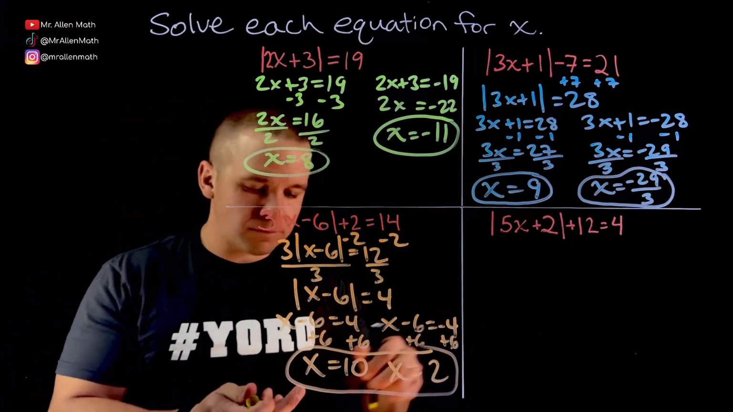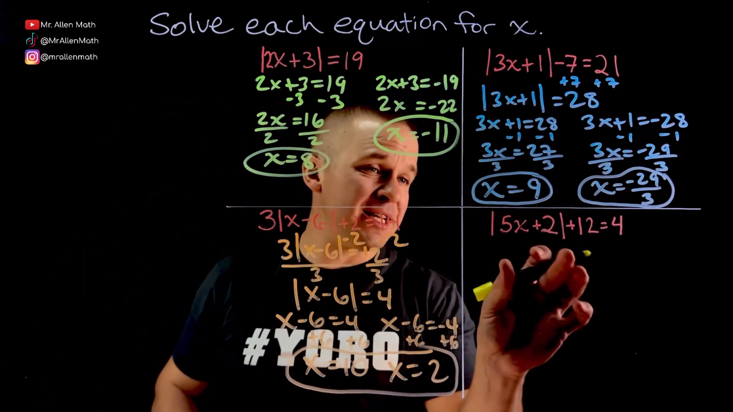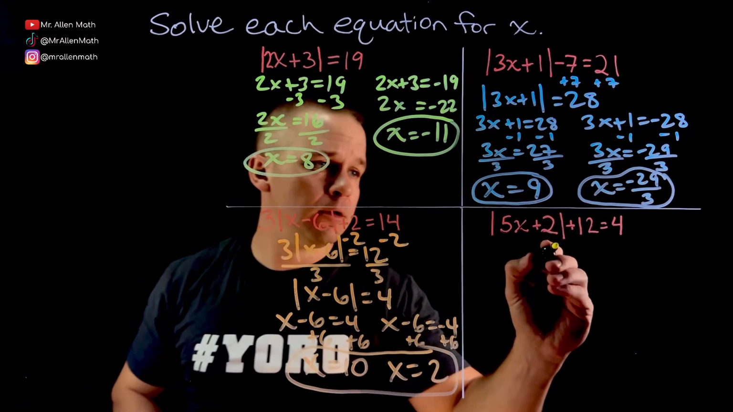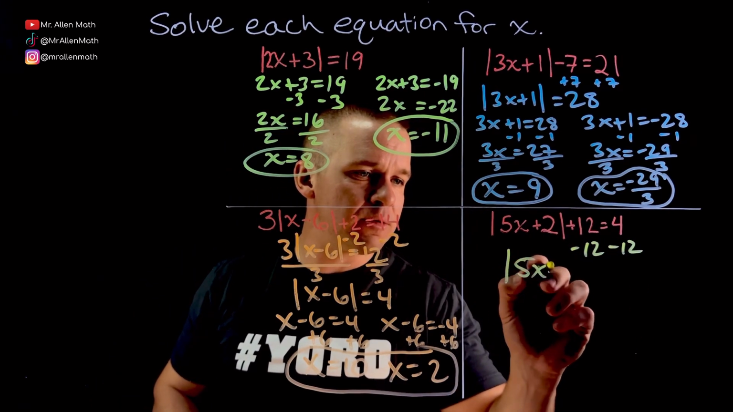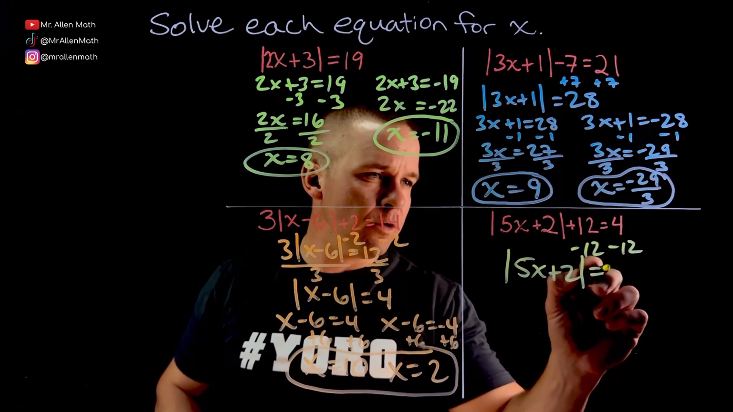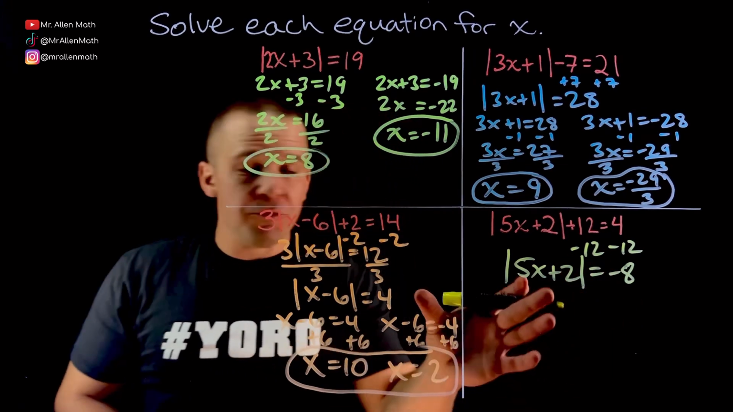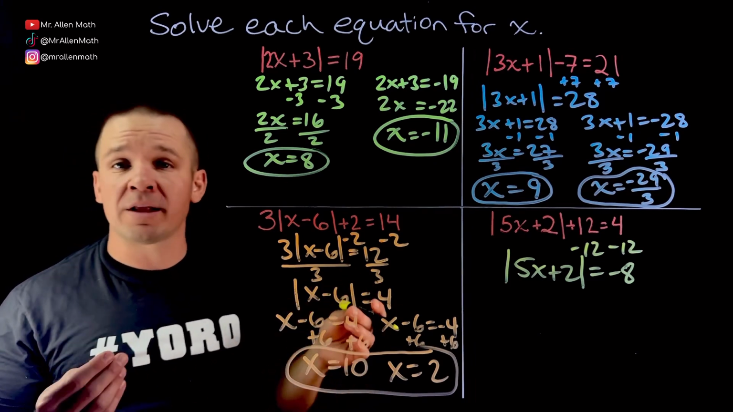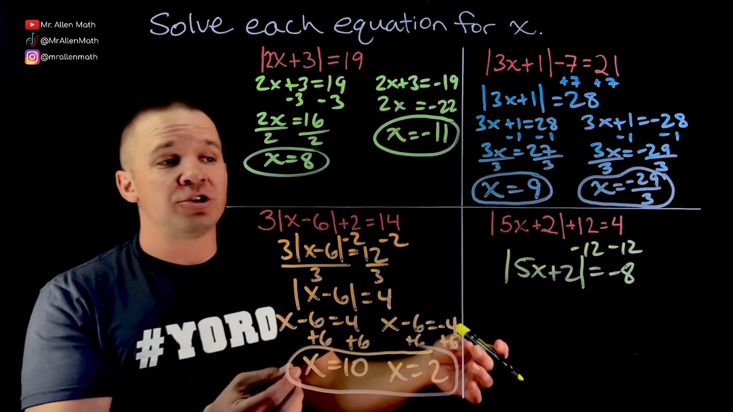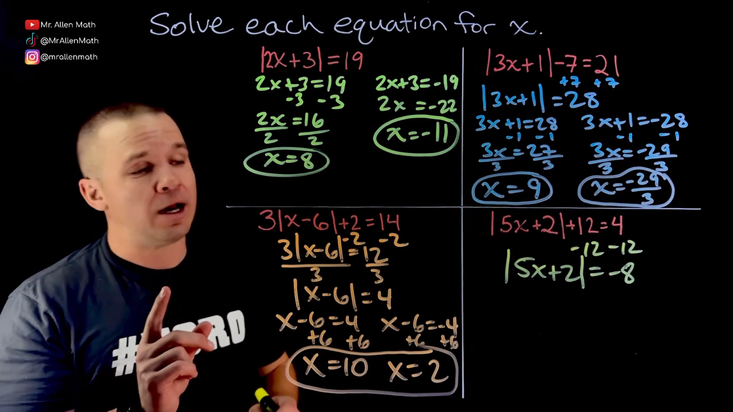All right, last one here. I'm going to subtract 12 on both sides because this is not alone yet. So subtract 12 and I get the absolute value of 5x plus 2 equals negative 8. Do I have my absolute value isolated right now on its own side? Absolutely. Could I break this apart into two different equations right now? Absolutely. But hold up.